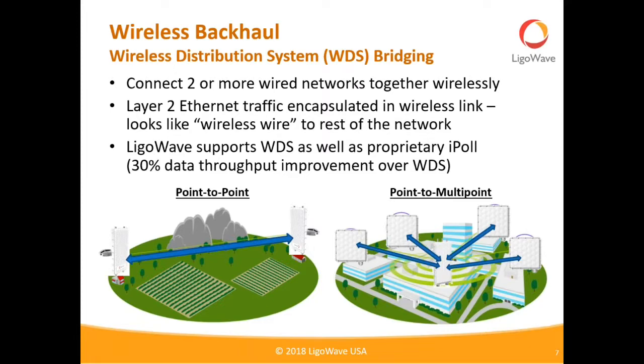The nice thing about that is that you can transmit all of that layer 2 information, such as VLANs, such as individual MAC addresses on the other side of the link. All of that information gets preserved when you operate in this mode. And again, we have a proprietary version of WDS that does the same thing in terms of encapsulating layer 2 packets, but it takes certain optimizations in the protocol that allows us to get roughly 30% data throughput improvement.